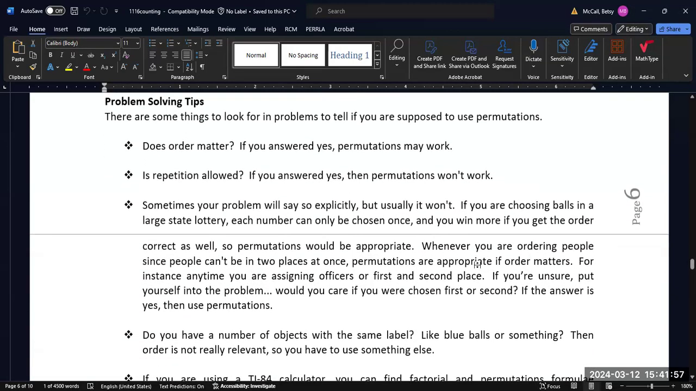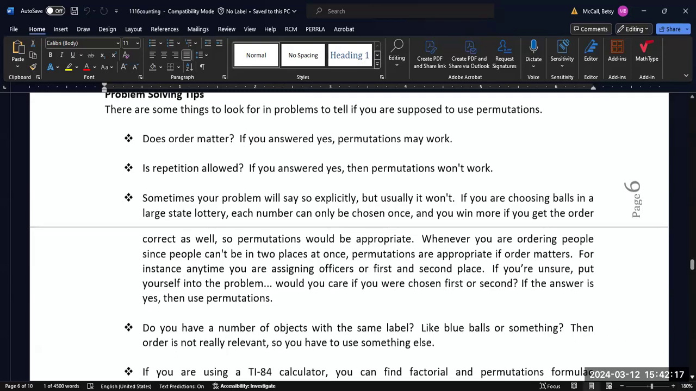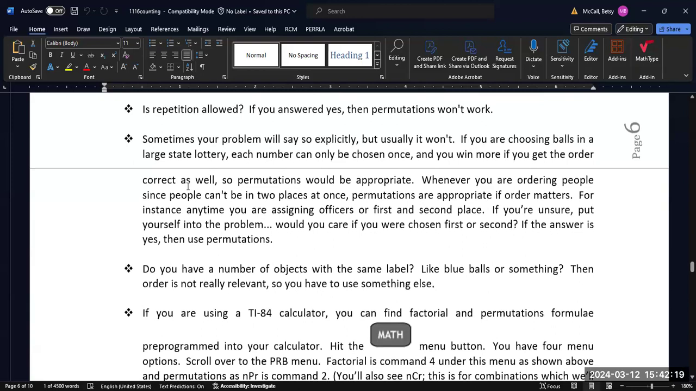Now, some problem solving tips. Does order matter? If you answered yes, permutations might work, or you might need the fundamental counting principle. Is repetition allowed? If you answered yes, then you can't use permutations. That would be a fundamental counting principle. Sometimes your problem will say explicitly, but usually it won't. If you are choosing balls in a large state lottery, each number can only be chosen once, and you win more if you get the order correct as well. So permutations might be appropriate.